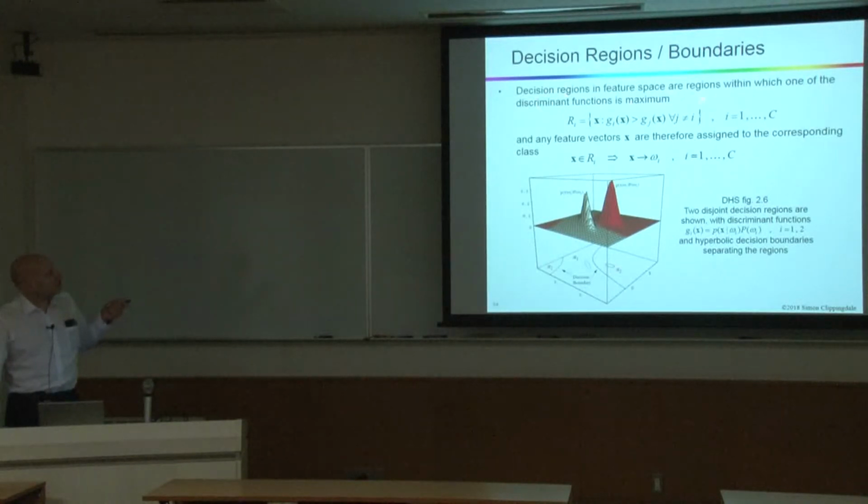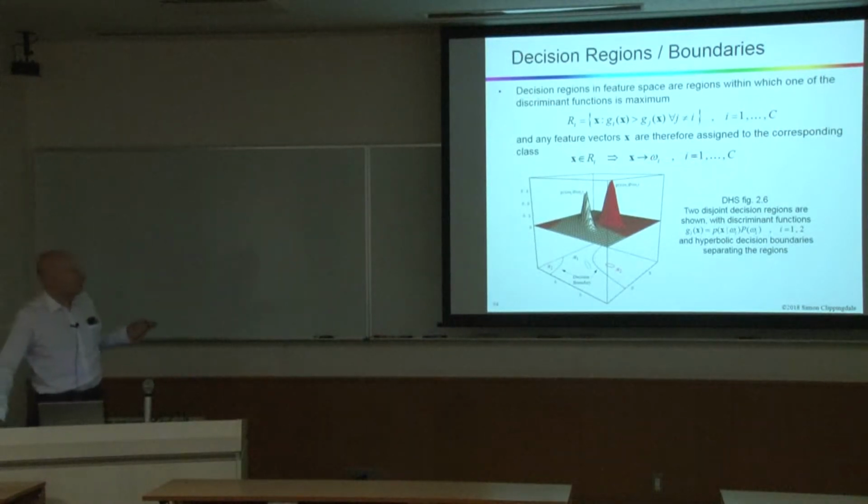Decision regions in feature space are regions within which one of the discriminant functions is maximum. So the boundaries are the edges of that space. That's just saying the same thing again. Feature vectors get assigned to the corresponding class for which the discriminant function is maximum.